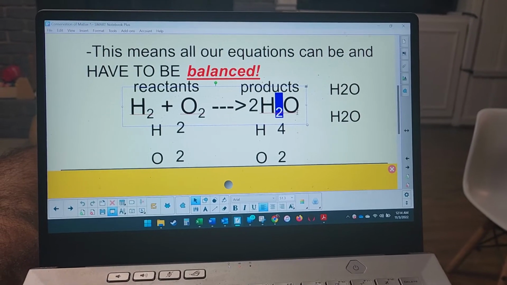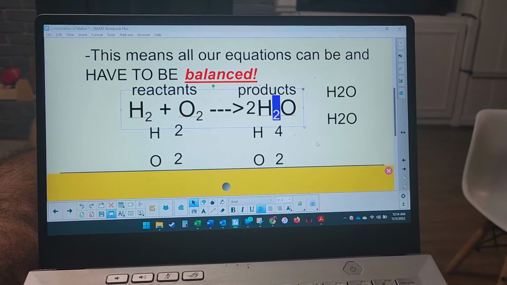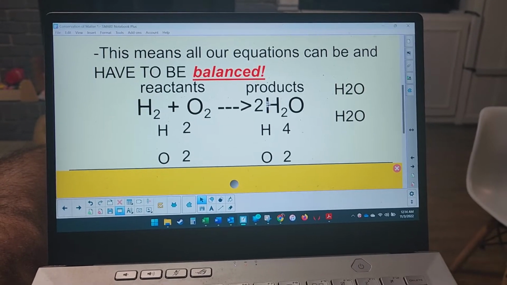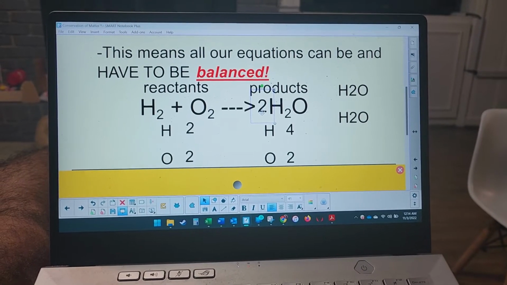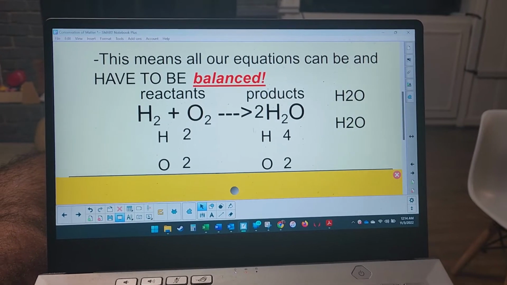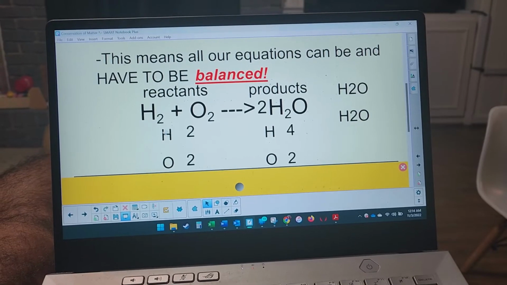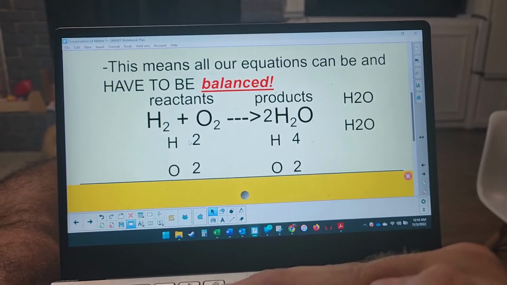I cannot change those. Those are stuck the way they are. Subscripts cannot be changed. You can't add them. You can't subtract them. You can only change this number, the coefficient, the number in front. So what I do is, once I change a coefficient, I then retake stock of what I've got. I look at my top line first. Always start from the top and work your way down.